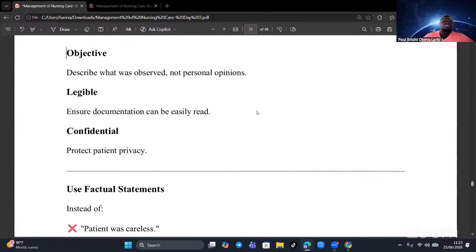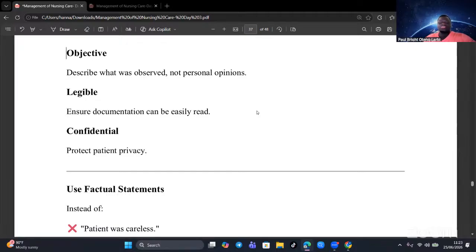So what about objectivity? The documentation should be very objective. Describe what was observed, not personal opinions. Not "I think." Then it should be legible. Ensure documentation can be easily read. Everybody should be able to read what you have written, and what you meant.